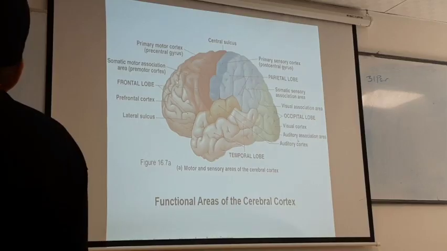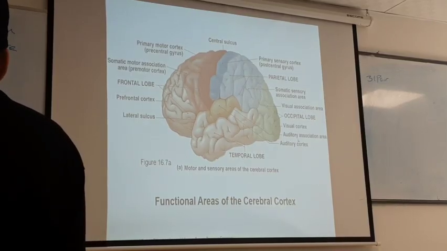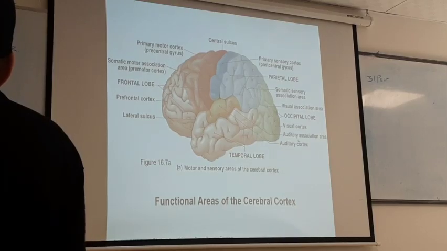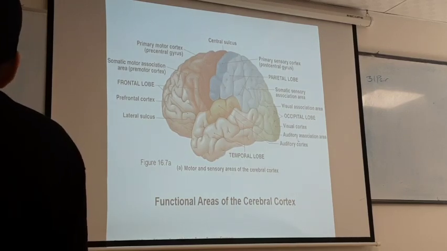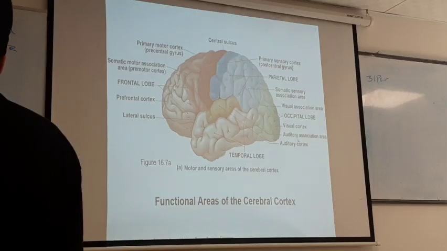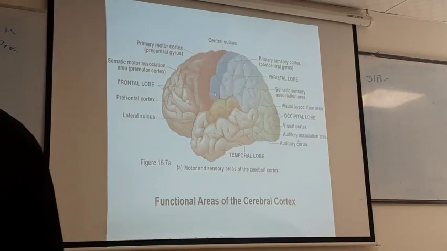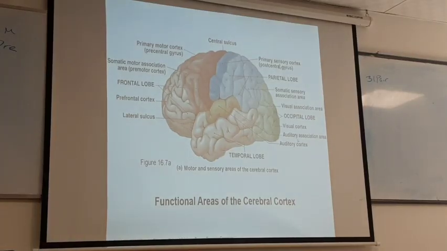Frontal lobe, this region is for thinking and decision making. This is the frontal lobe. This region has the central sulcus between the frontal and parietal lobes. The postcentral gyrus is for sensory. All of the sensory goes to the primary sensory cortex.